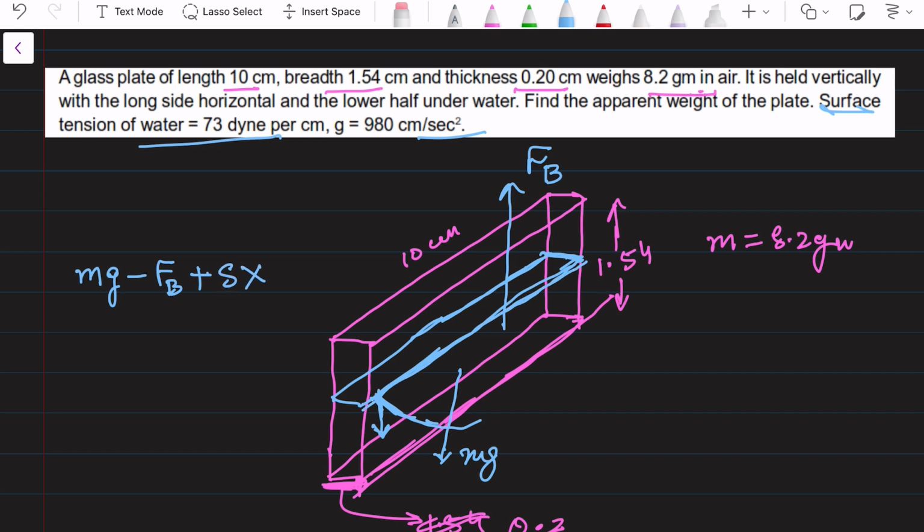This 10, this length, this length, this one and this one. So in total it will become 2L plus 2 into thickness, 2 into 0.2 centimeter. So your expression will come S into 20 centimeter plus 2 into 0.2, that is 0.4. This will give you the apparent weight of the plate.